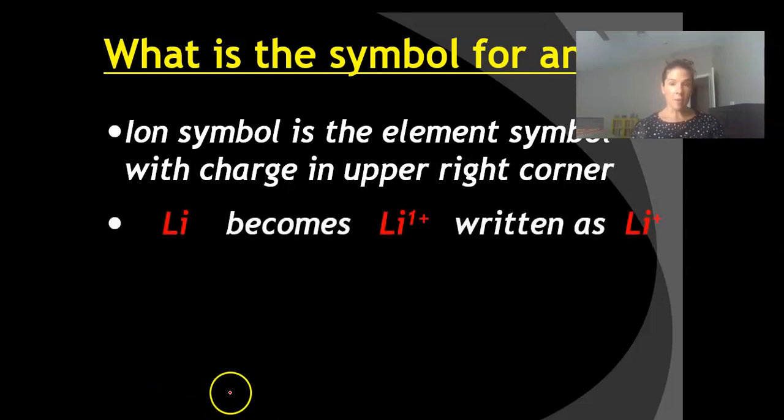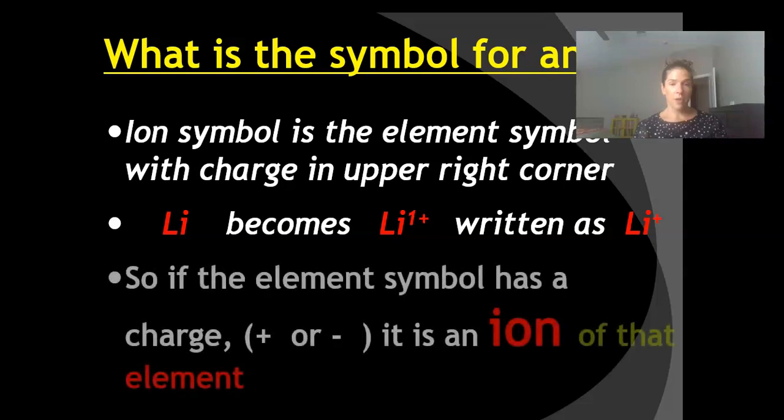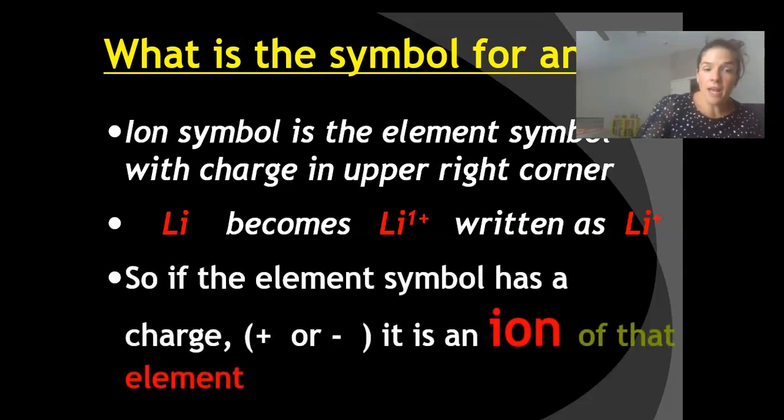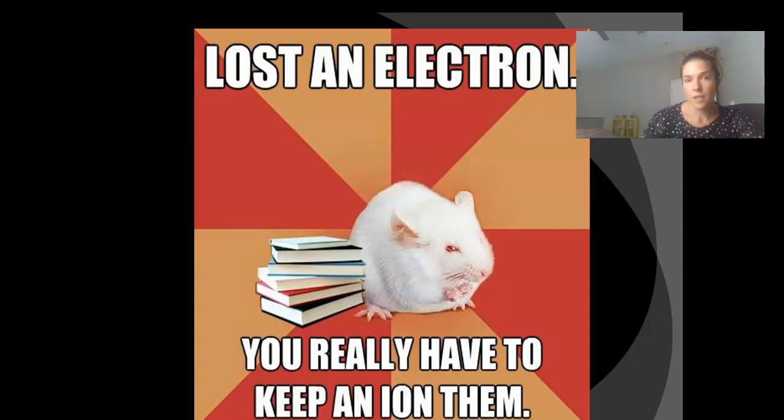So in the last example, we had 1 more proton than we did electron, so we would write Li and then plus in the right-hand corner. If the element symbol has a charge, plus or minus, it is an ion of that element. Lost an electron, you really have to keep an eye on them.